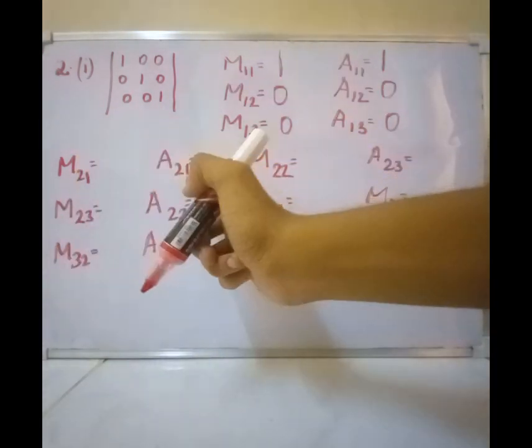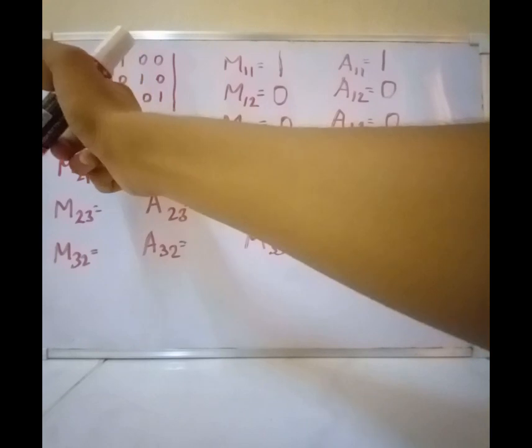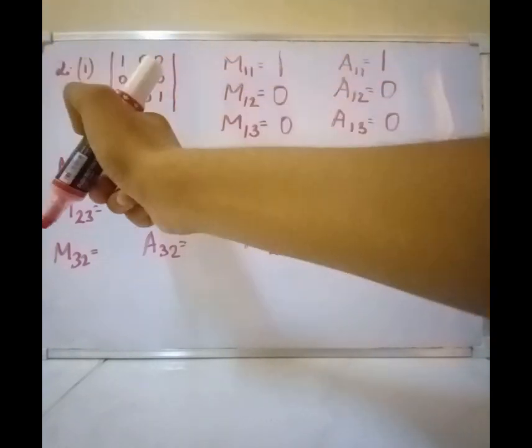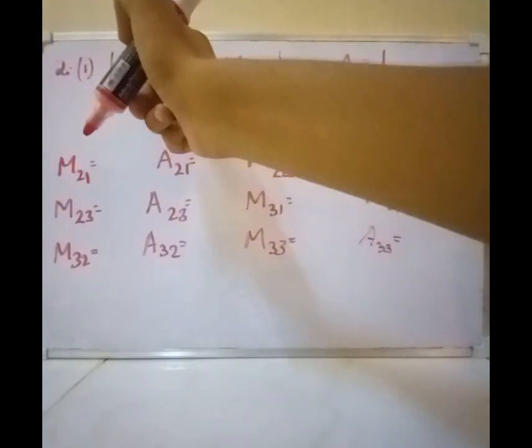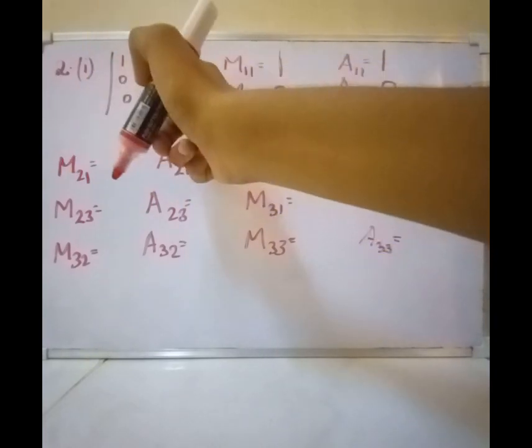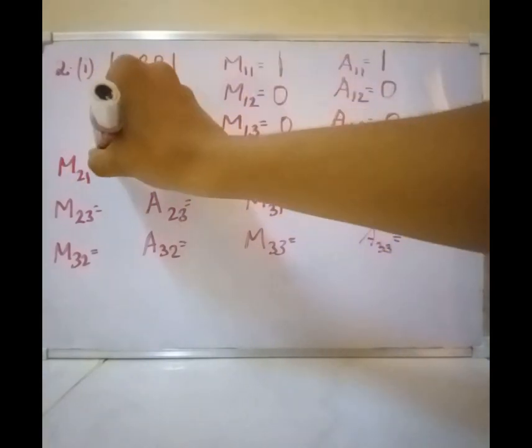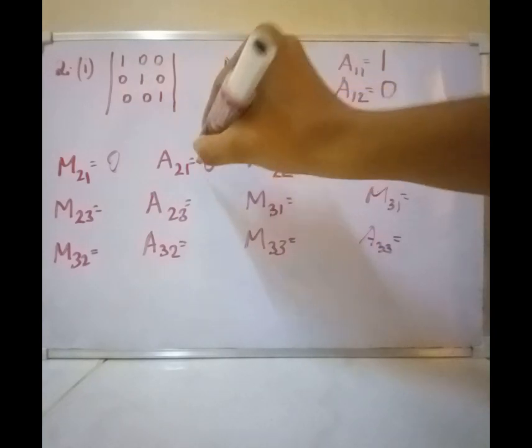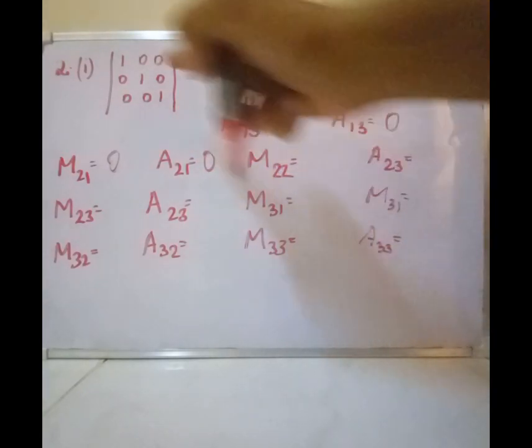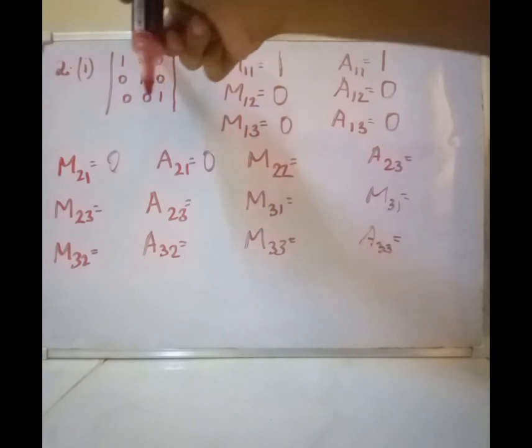So M21 and A21. So M21 means second row and first column. So the elements left out would be these 4. So 0 into 1 minus 0 into 0 would be 0. So this also will be 0. M22 means cancel out the second row and second column.